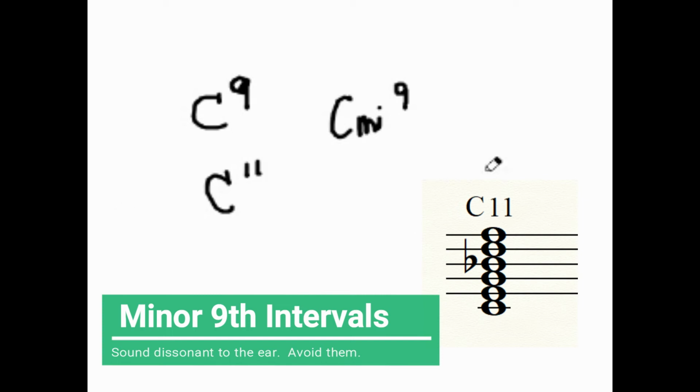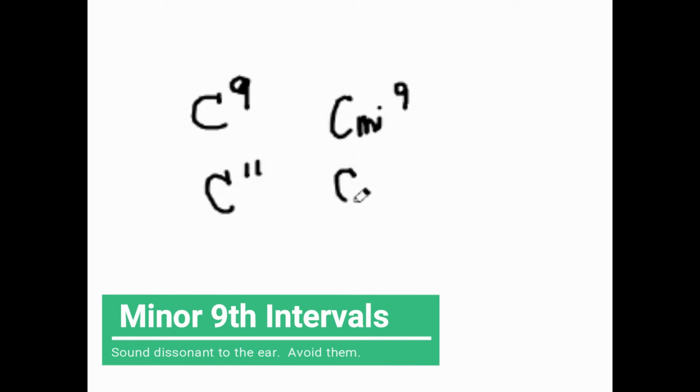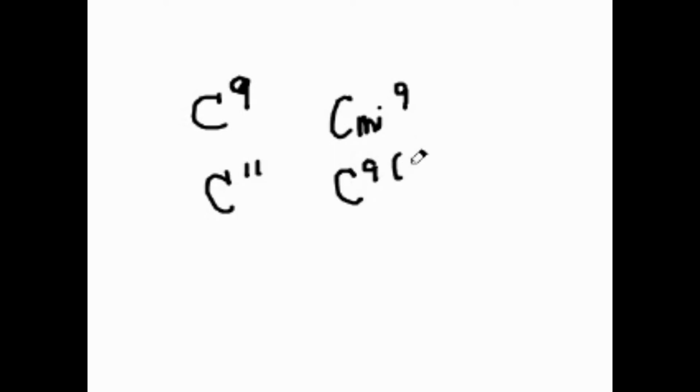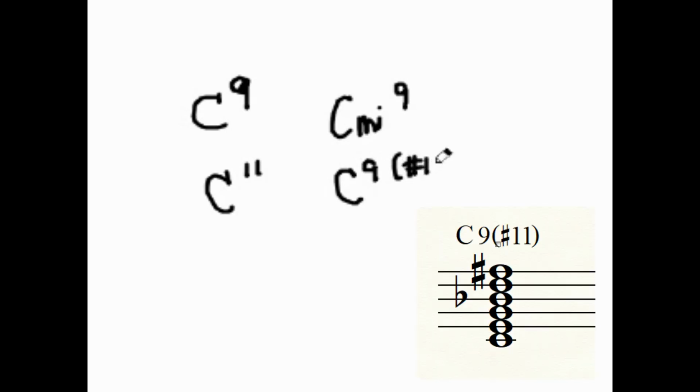So what we do in that case is we usually say something like C9, and then we alter that 11th with a sharp 11. Okay, so alterations are in parentheses. So C major chord with a minor 7th and a 9th added, and then the 11th is sharped.